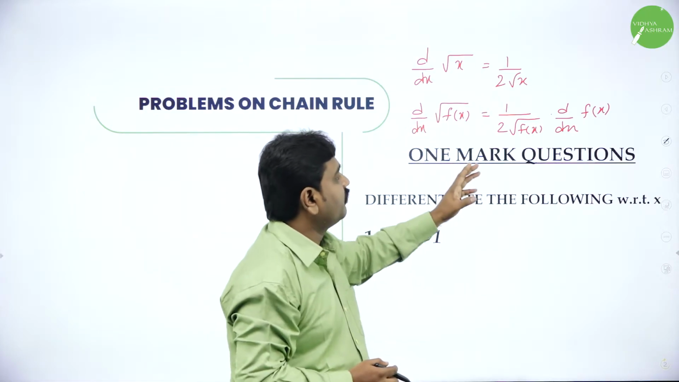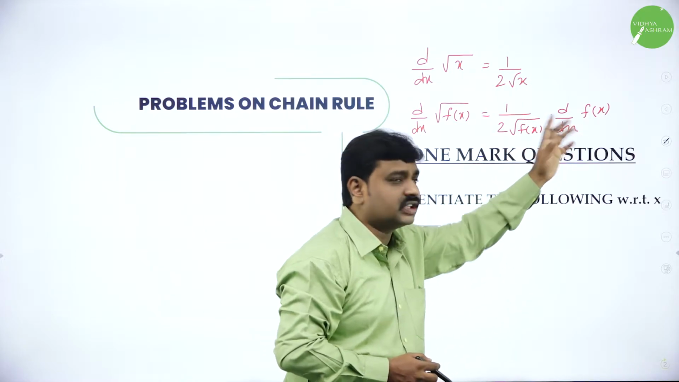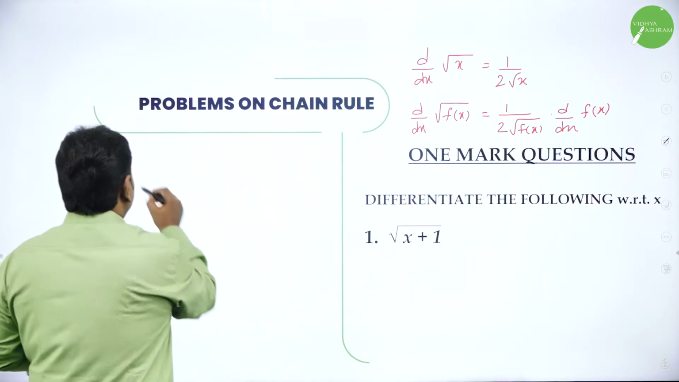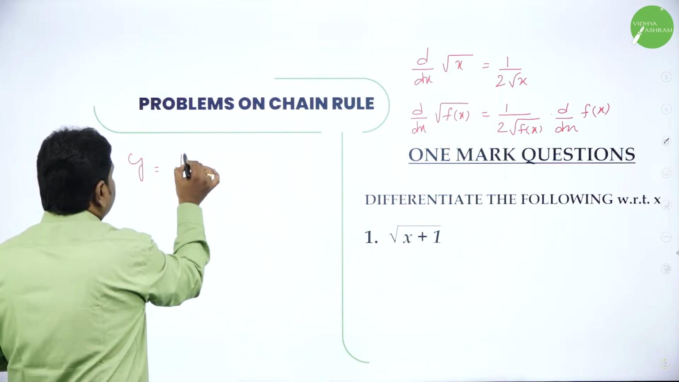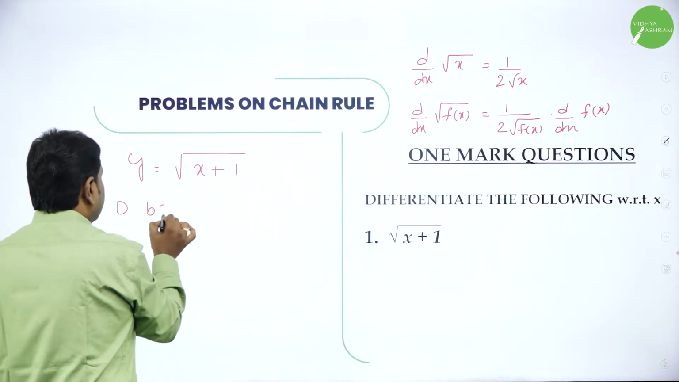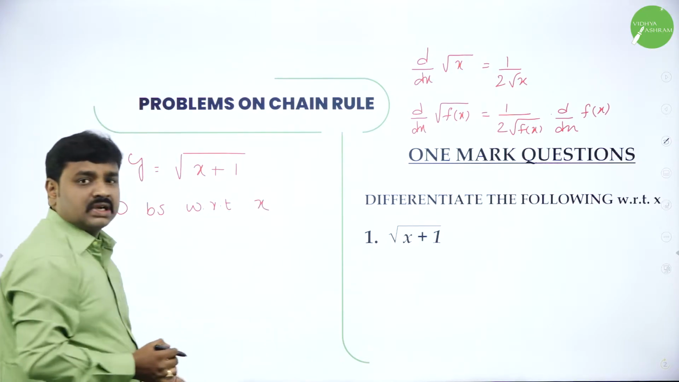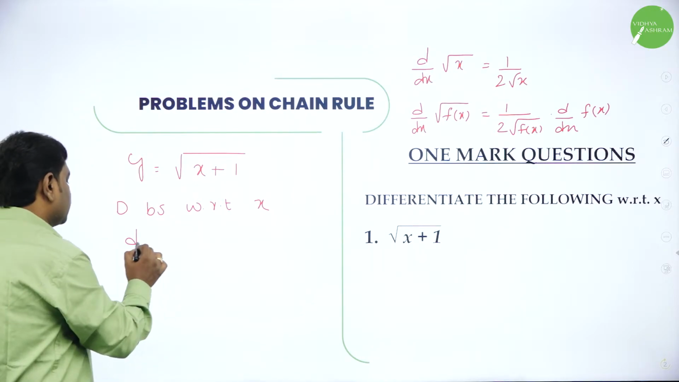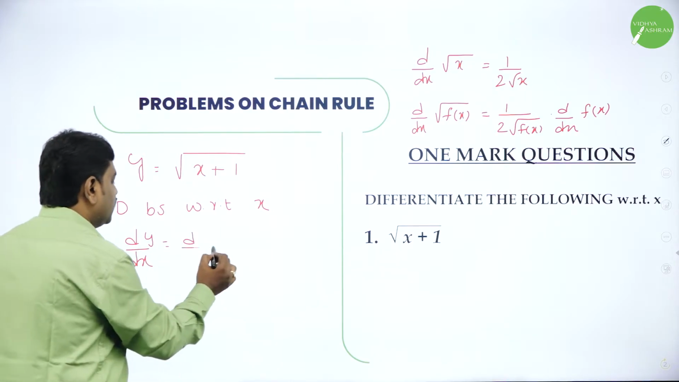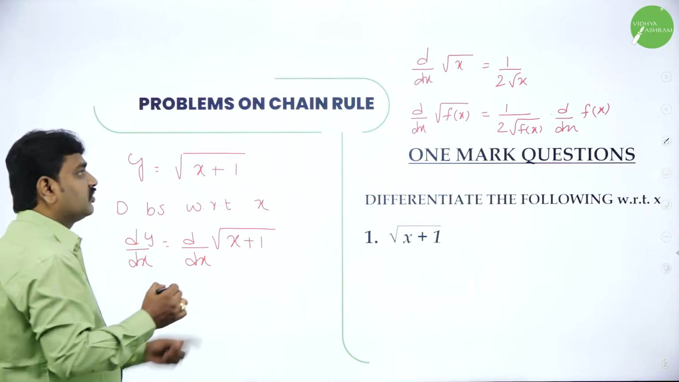Inside the root, if you have f of x, then the formula becomes 1 by 2 root f of x into d by dx of internal function, that is f of x. Now it is in the same form if you observe. So I'll take y is equal to root of x plus 1 and differentiate both sides with respect to x. Differentiation with respect to x means d by dx of y is equal to d by dx of root of x plus 1.